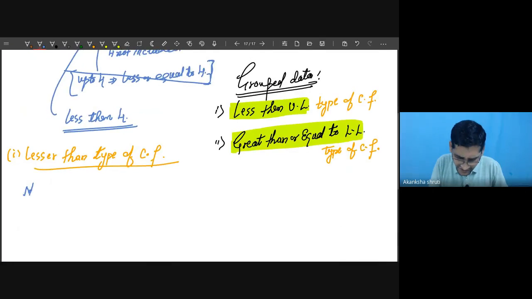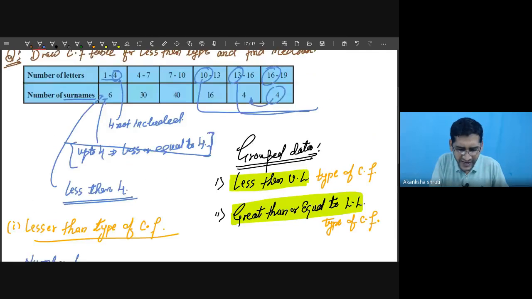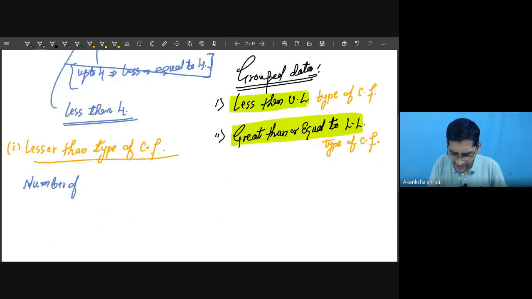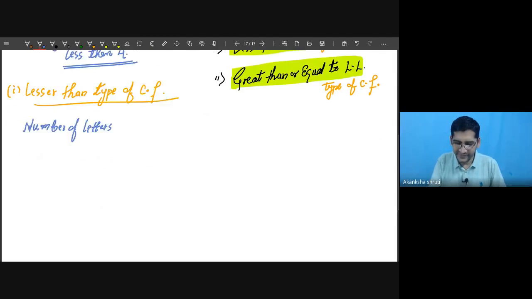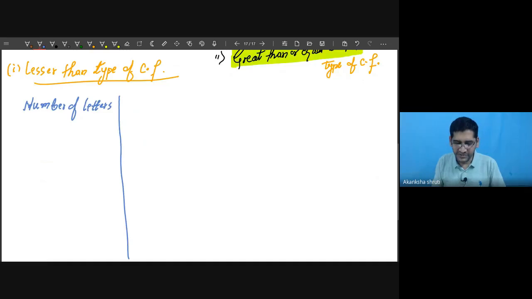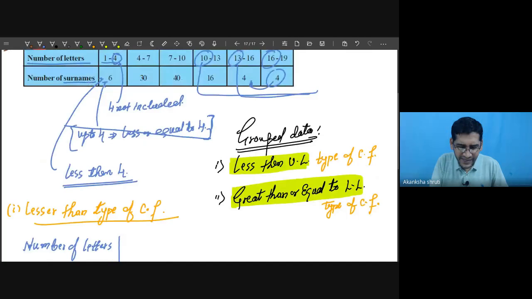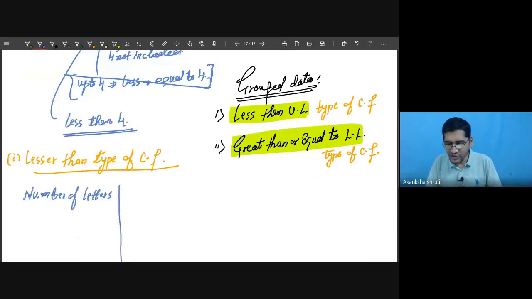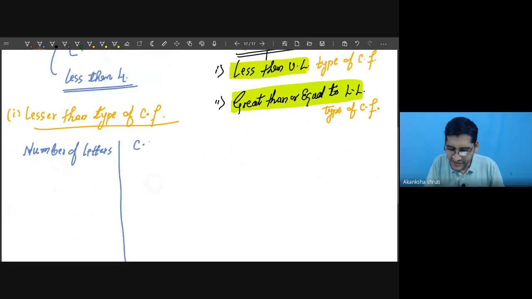So write the number of... whatever this heading is, given as it is, you have to copy. So this will be one table. In the other, in place of number of surnames, here we will write the cumulative frequency, CF. That calculation we will also write.